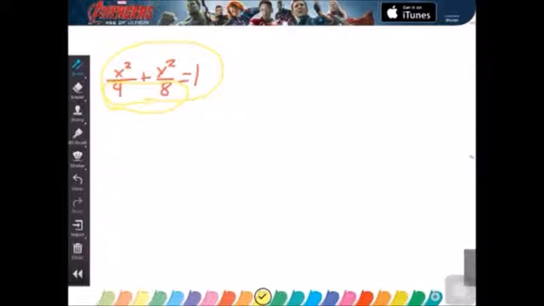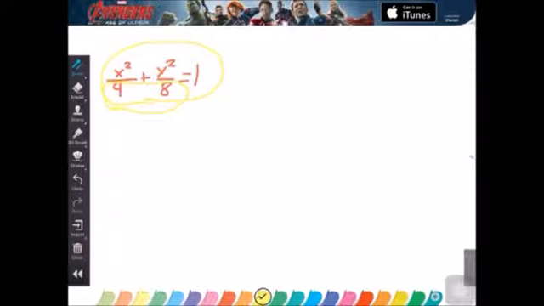So we can tell it's not an equation of a circle. And we can also tell it's an ellipse and not a hyperbola because it has an addition sign rather than a subtraction sign. So right there we have an equation of an ellipse.